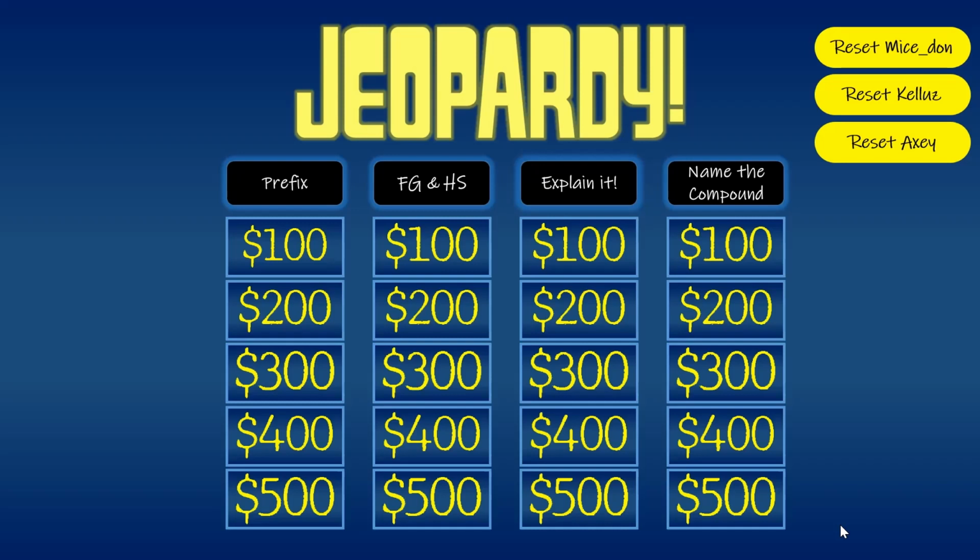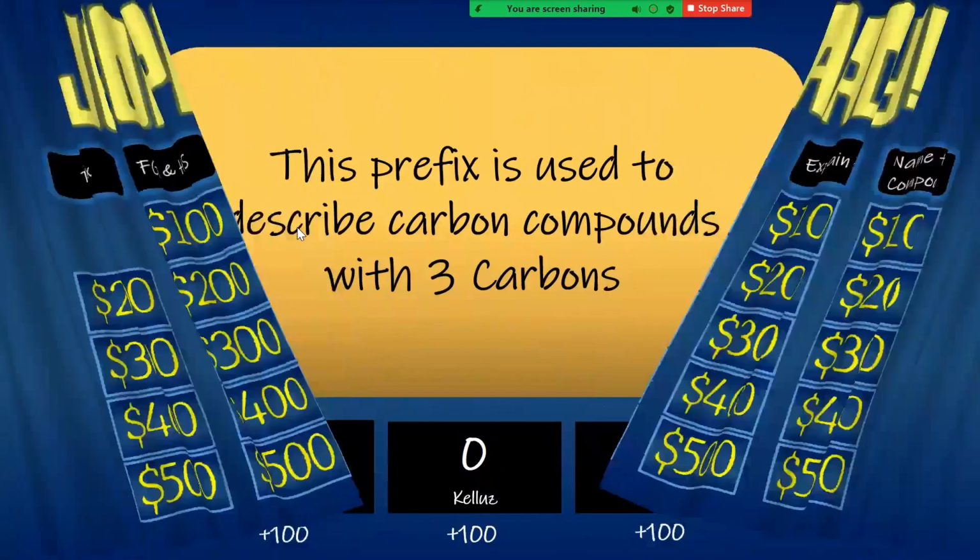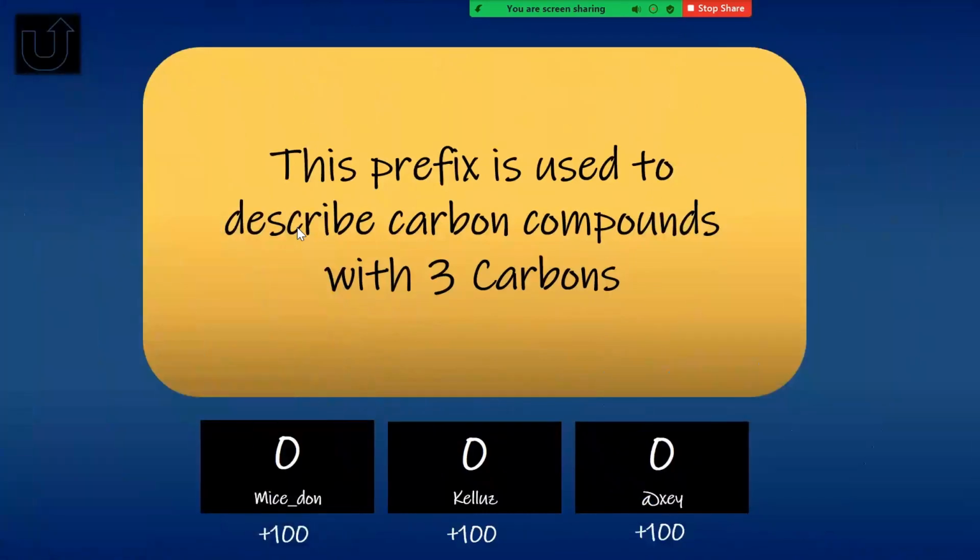So pick a category, any category. Prefix, $100. Prefix 100. All right, so this prefix is used to describe carbon compounds with 3 carbons. What is it?